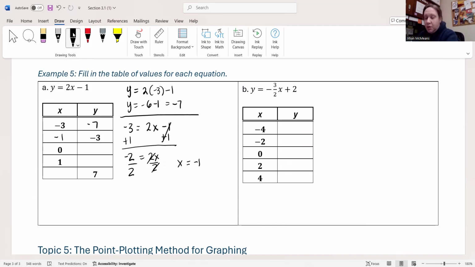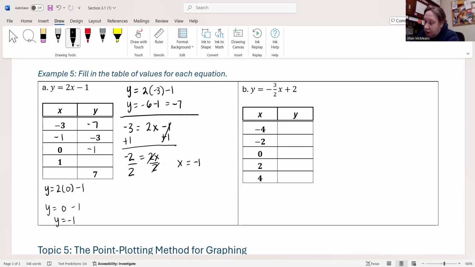The last 3 we'll do maybe a little bit quicker. So we have that x is 0. So I take the equation. Anywhere I see an x, I plug in a 0. Well, 2 times 0 is just 0. And then 0 minus 1 is -1. So if x is 0, y has to be -1.